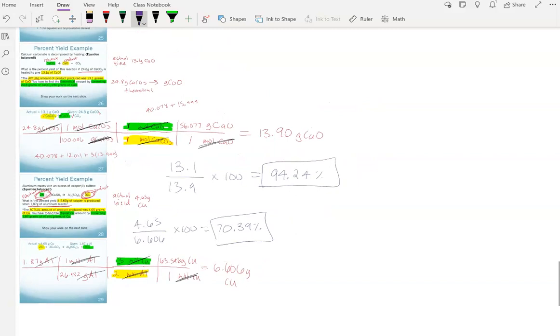So again, if I give you a product in the problem, that means that's your actual yield because that's the actual amount of product that was made. The other value is one of the reactants. You can assume it is the limiting reactant in the problem. You're going to start your picket fence with that reactant, convert it into the product, grams of that product, and that will be your theoretical yield.